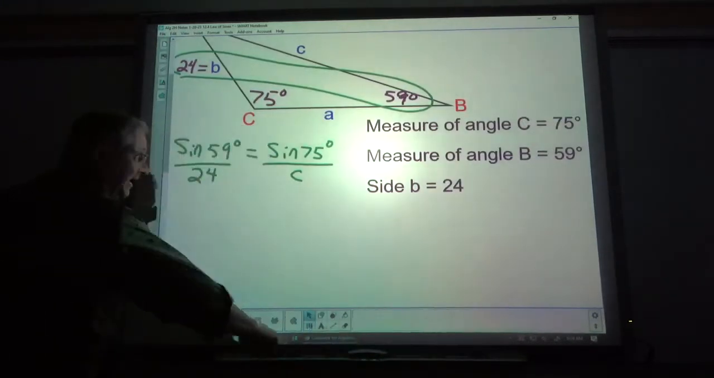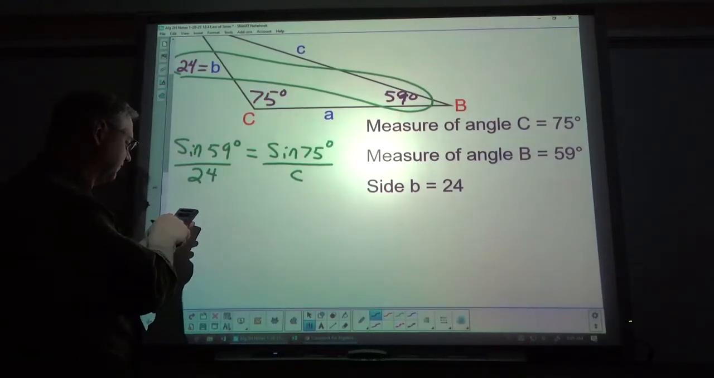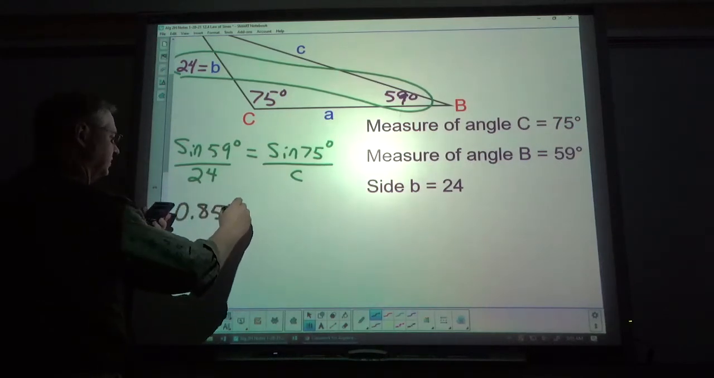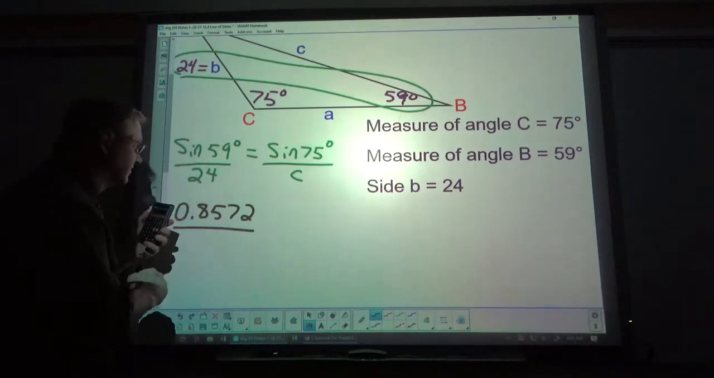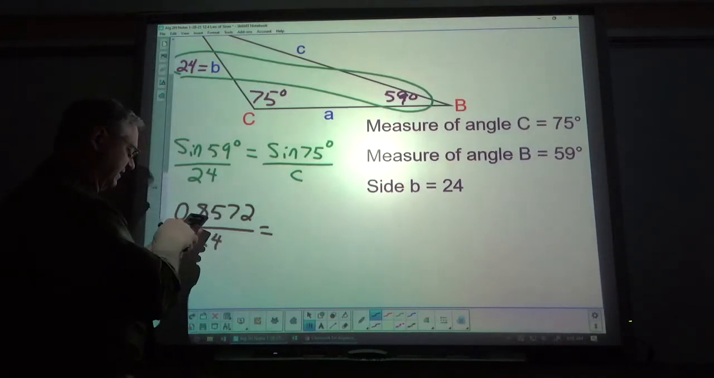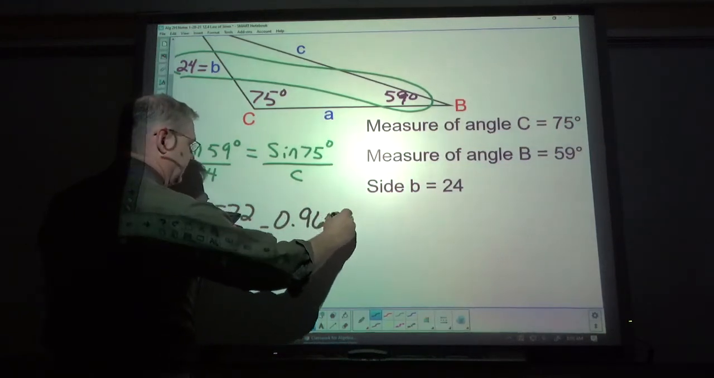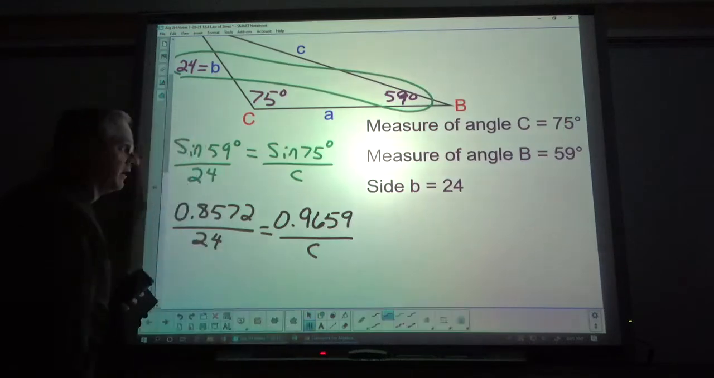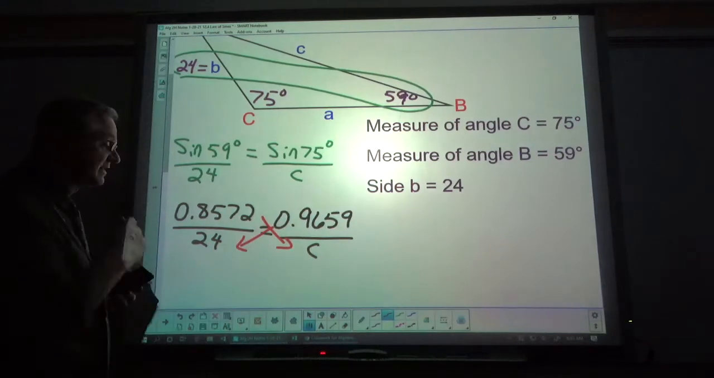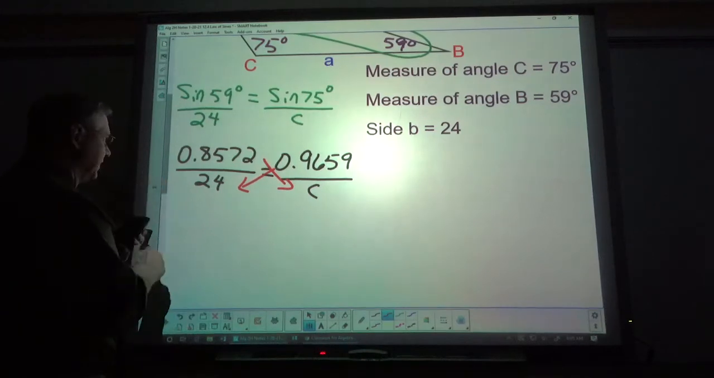So the first thing I have to do in this process is I have to use my calculator or a table and find sine of 59 degrees, 0.8572, round to 4 decimal places, over 24 equals sine of 75 degrees, 0.9659 over C. I will then proceed to cross multiply. I always multiply diagonally down. Doesn't really matter, but it has to be one direction.